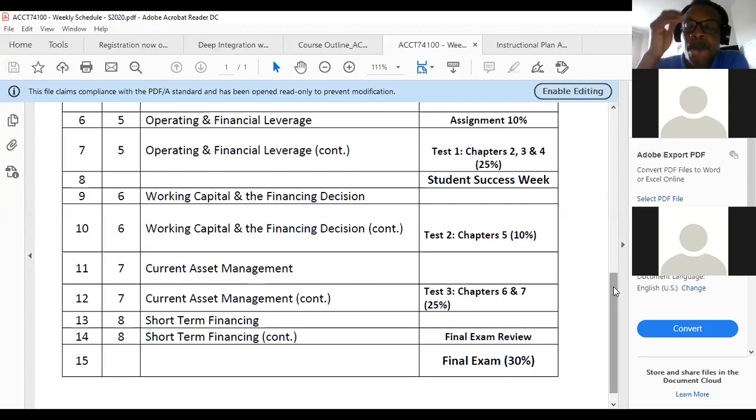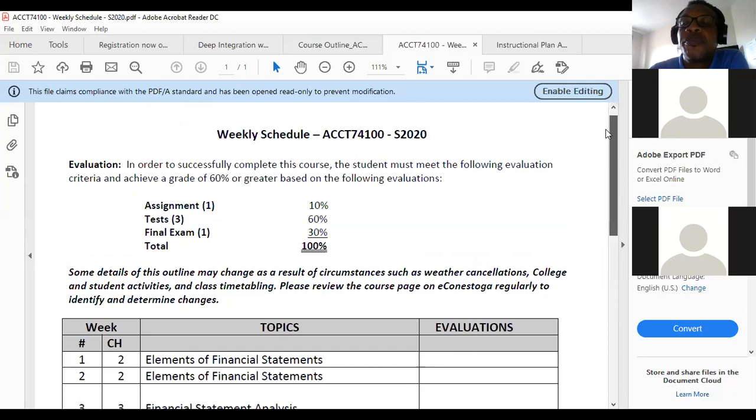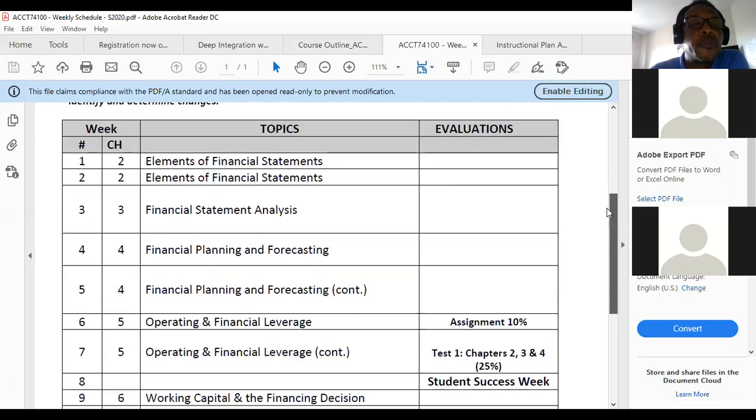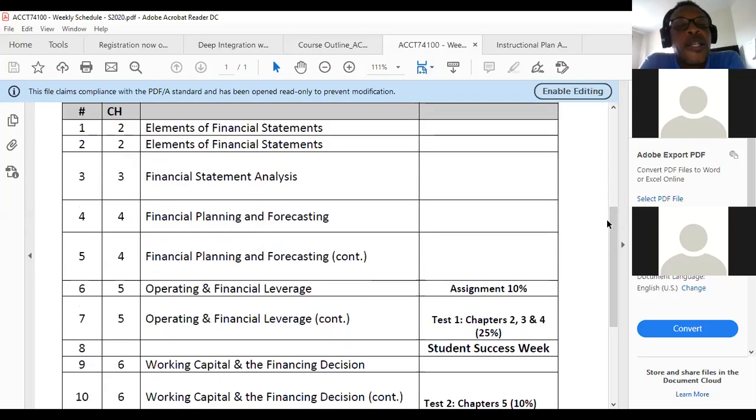Was last week 1 or week 2? Pardon me? Was last week 1 or week 2? The last week, so I set it to make sure that it runs pretty similar to the start of the school year. So since the semester started last week, I set last week to be week 1. Okay, so then student success week would be week 7. Okay.